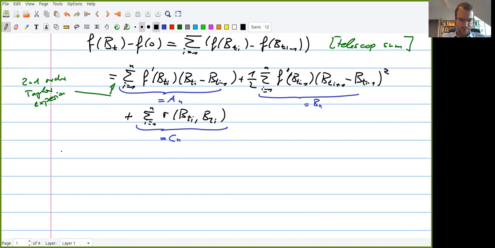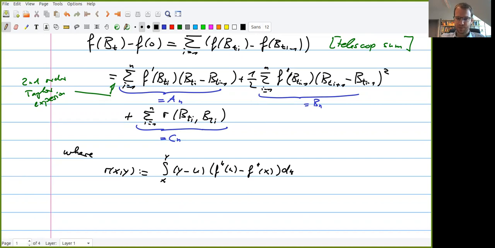Okay, let me give you also what this remainder term is. R is the remainder term of the second-order integral, which, for example, is given by the integral from x to y, where x and y are two points in R, of y minus u. And this is the mean value theorem, which tells you this is a suitable remainder of the Taylor approximation expansion.